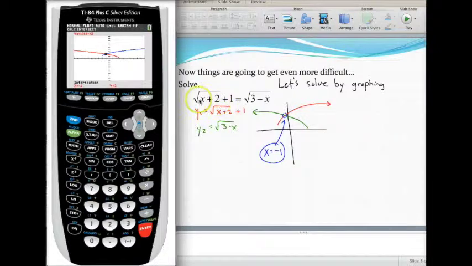So this problem is a very difficult problem to solve algebraically. Not impossible, but just a difficult and annoying problem to do. So I'd recommend you just solve by graphing.